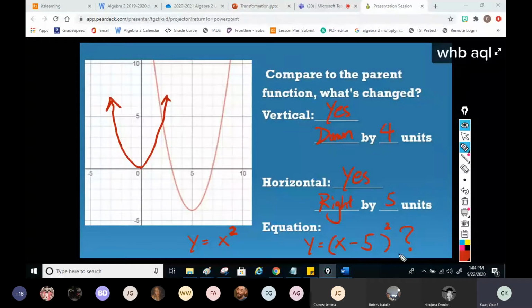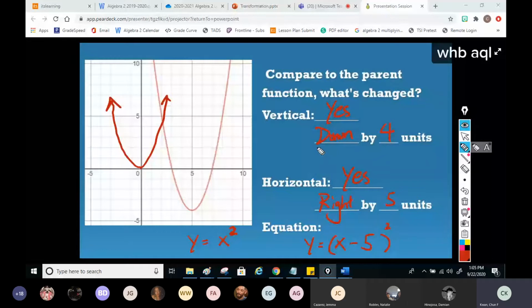And then what about the k, the number at the very back? What number are we looking at? So this number right here, you will have to look at the vertical transformation. The vertical transformation right here tells us that it shifted down. It shifted down by 4 units.